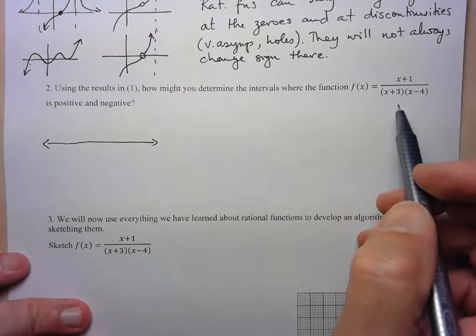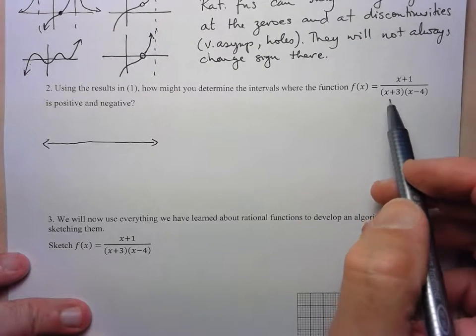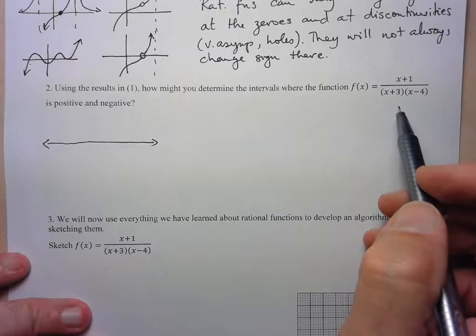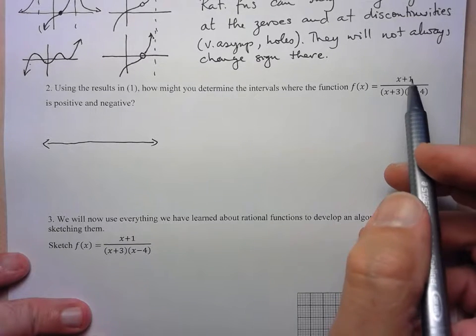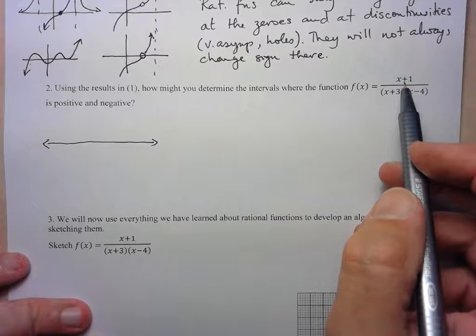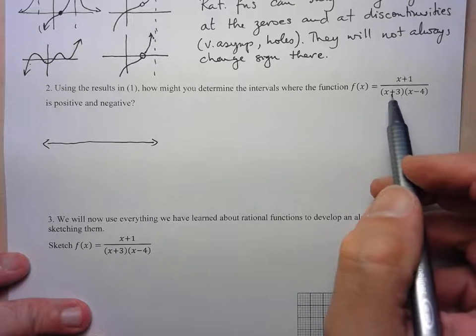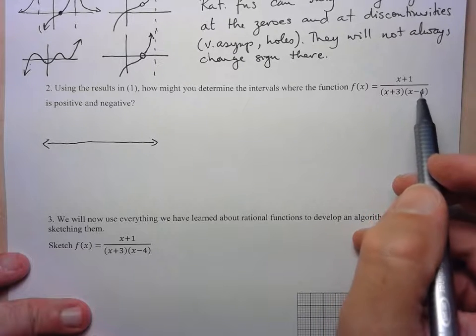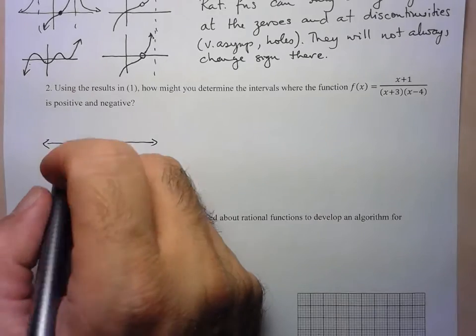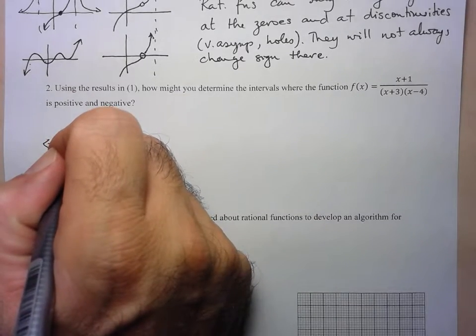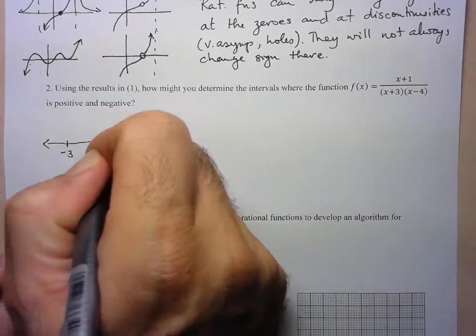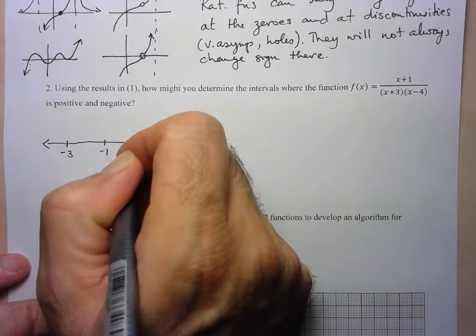First of all, we notice that this function is simplified, so we don't have to worry about any holes. I notice here that the x-intercept is going to occur when the numerator is 0, so at x equals -1. And then I look at the denominator and I can see that the denominator is going to be equal to 0 at -3 and at 4. So this gives me all the possible places where the function might change sign. Okay, so let's list them here. We've got -3, -1, and 4.